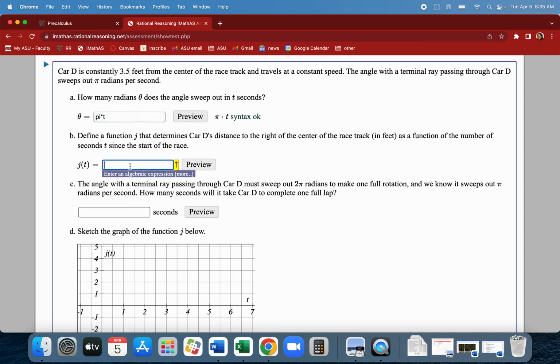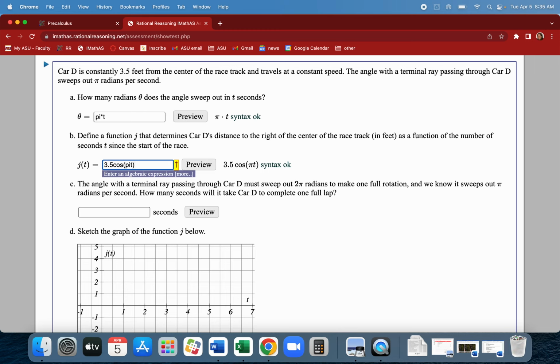All right, so if I want to find a function, we're calling it j, for its distance to the right of the center, in terms of a function of the number of seconds since the start of the race, what do we have for this car? J of t equals, let's see, horizontal distance is cosine, so r cosine theta is what we want. 3.5 cosine of pi t, because we had theta is the same as pi t.